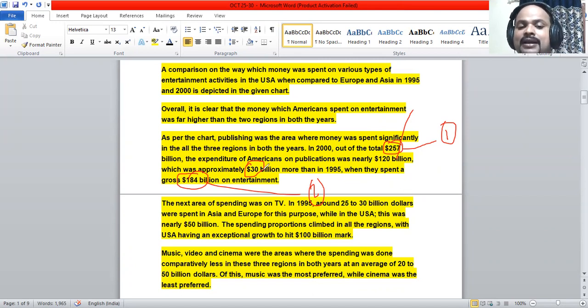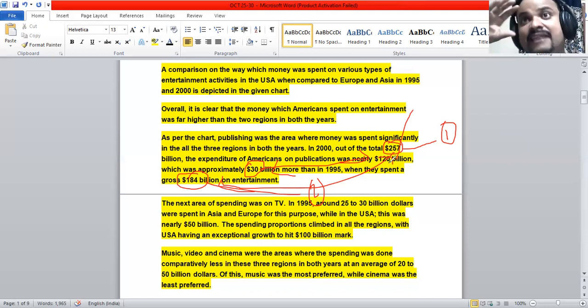You can say there is a clear-cut comparison here between these figures. So the comparison of figures is well connected. We have a bold connection between the figures, and it is presented as per the priority. So the most spending is on publishing. That's why we have presented that in the first paragraph, and both the years are there. The total figures are there, and the amount which is spent on publications is clearly compared in both years.